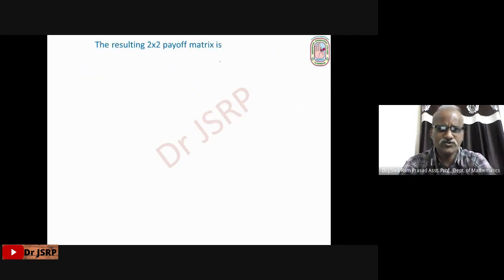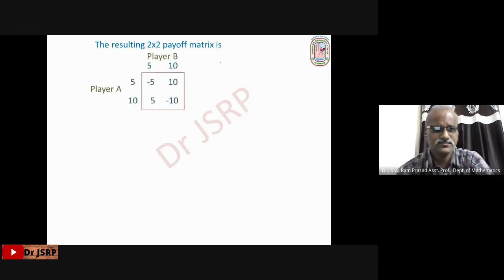The resulting 2 by 2 payoff matrix is, that is, the third strategy eliminated for both players. So we have only first row, second row and first column, second column. That is the first two strategies of player A, first two strategies of player B. So this is the resulting 2 by 2 payoff matrix. So we can solve this game using the previous method. How do you solve this game?